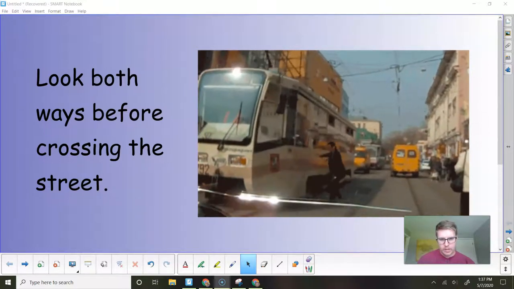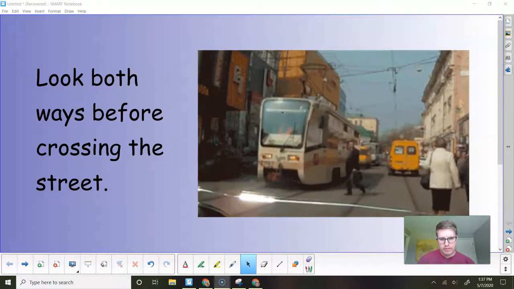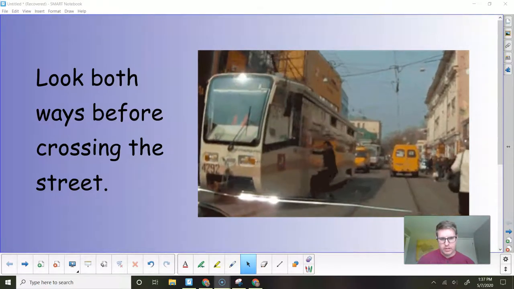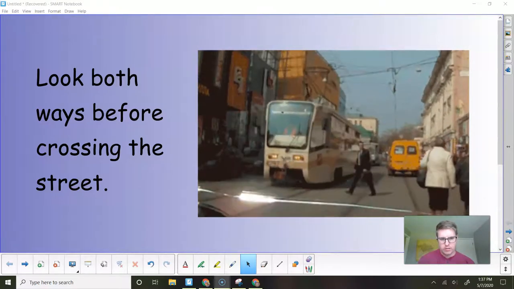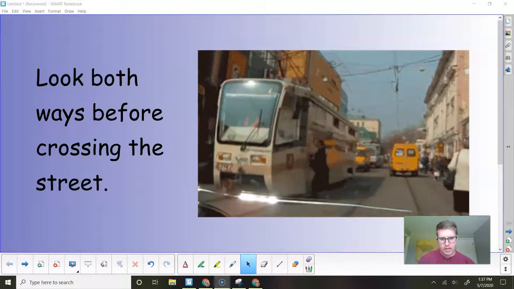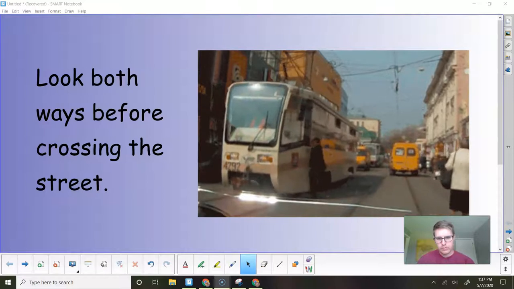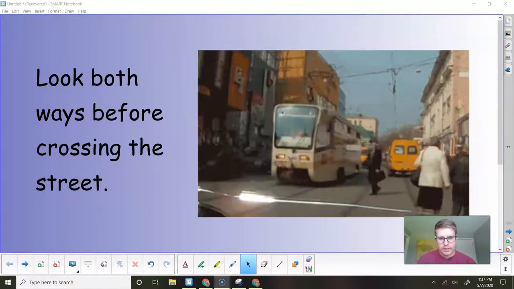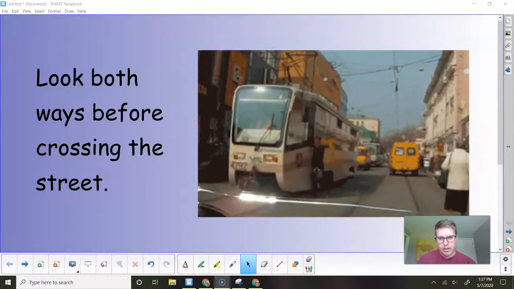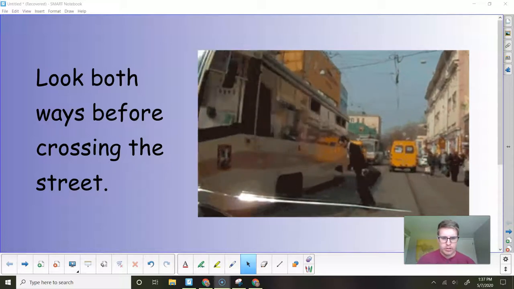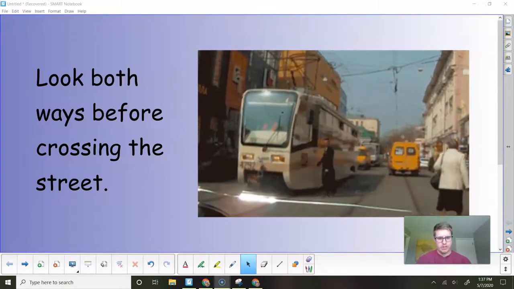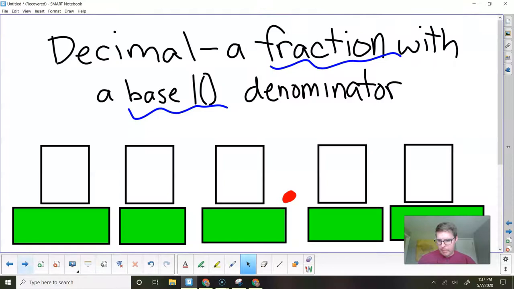My friend ended up, for the rest of his life, having some serious issues with headaches, and he wasn't able to remember a lot of things from his childhood. So, hopefully, that lesson doesn't have to happen to you. Look both ways before crossing the street so you don't get hit by a car. Okay.